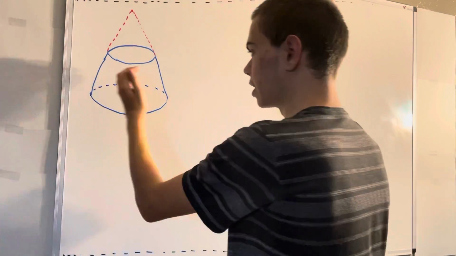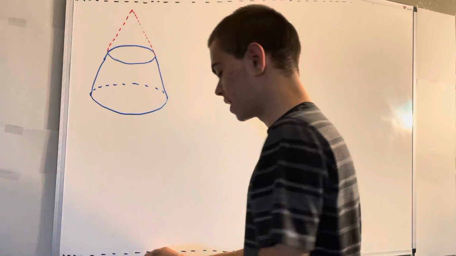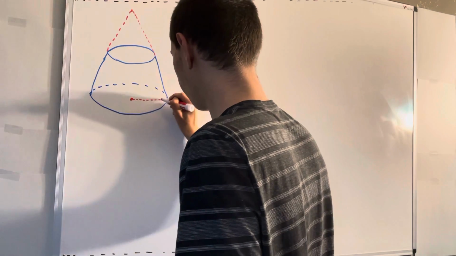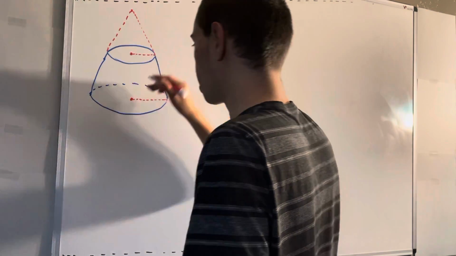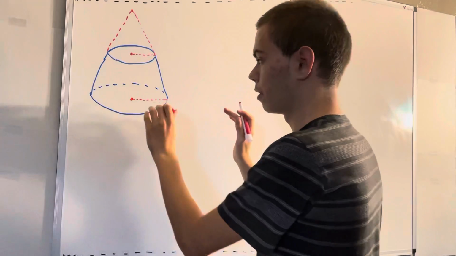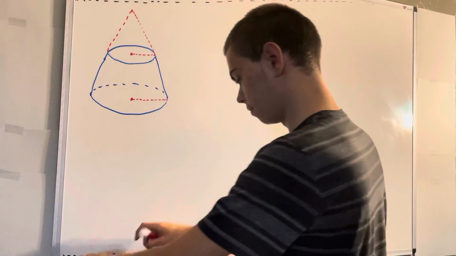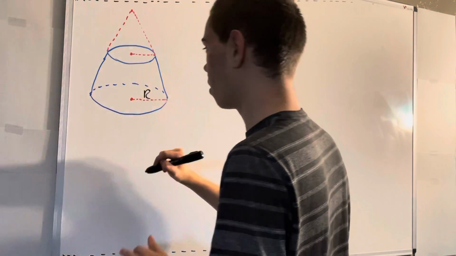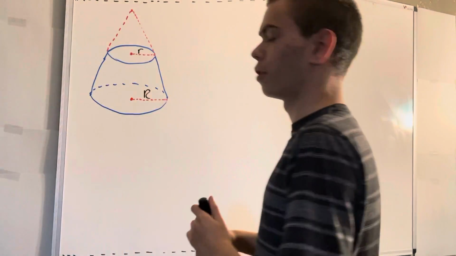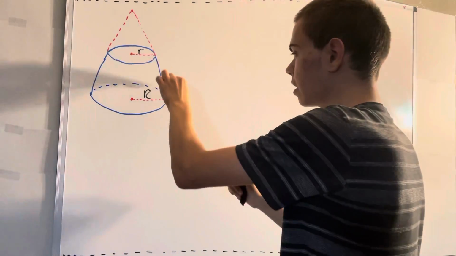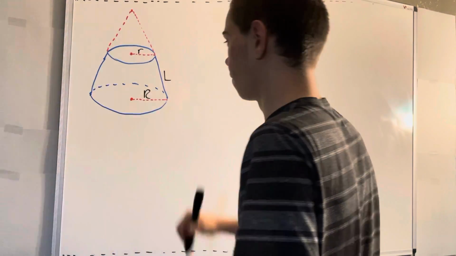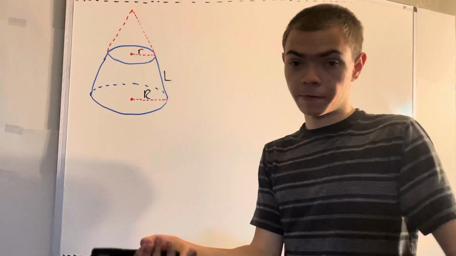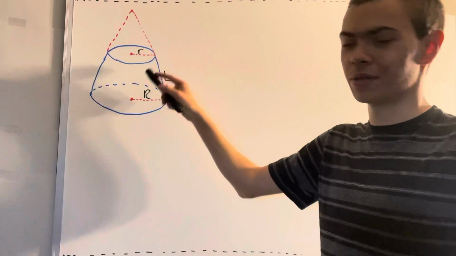But the frustum is basically the blue part of our drawing, where it has two circular bases right here. And of course we can measure the two radii. We can measure the larger radius and the smaller radius. The larger radius has a length capital R, and the smaller radius has a length lowercase r. And this length right here is capital L. So these are three dimensions that will define any given frustum.